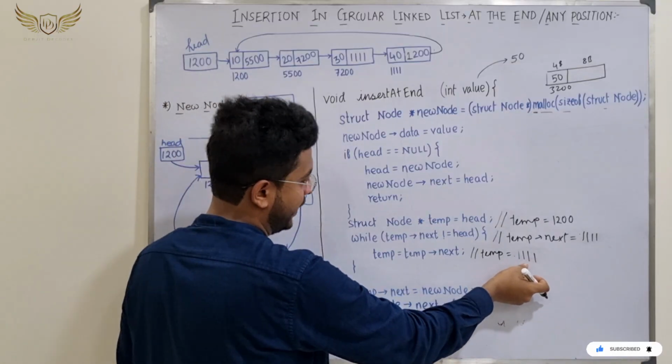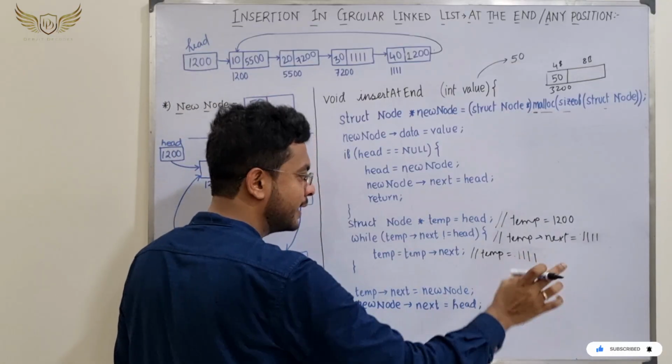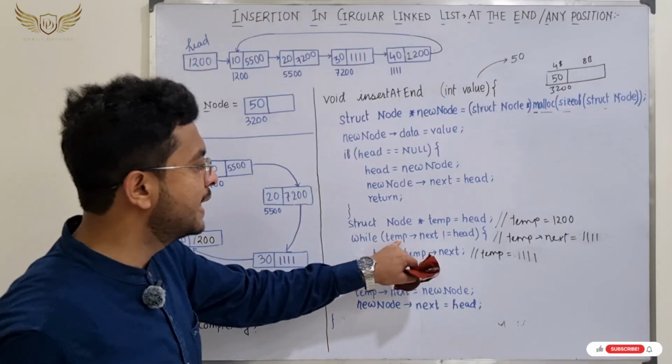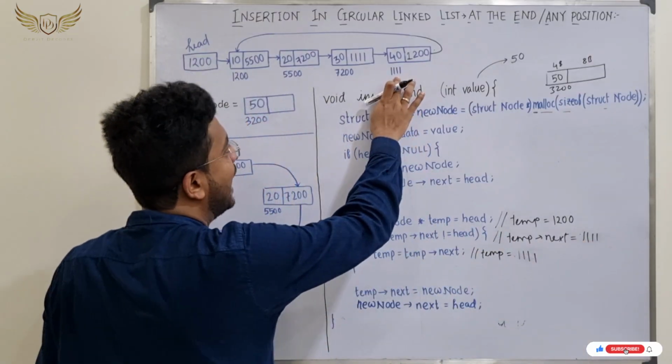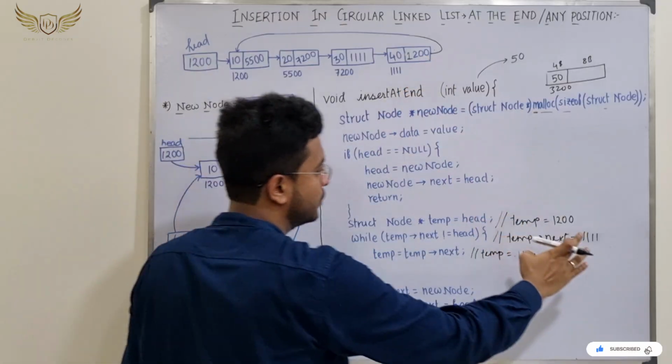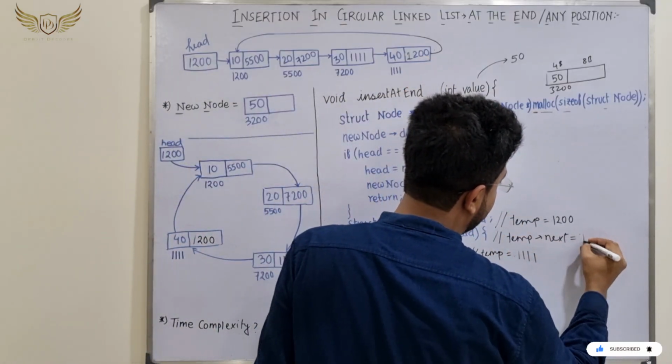Now temp is getting modified with 1111. Also, the last value of temp is right now 1111. Now it goes here and checks temp arrow next. What is temp arrow next? Go to this memory location and check the next part. That is 1200. So now temp arrow next is 1200.